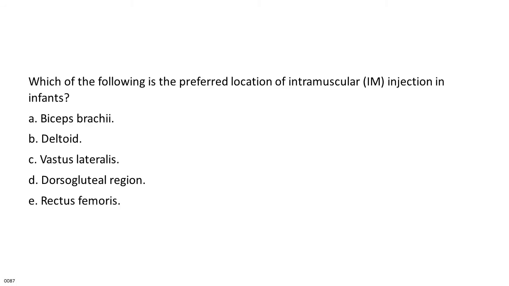Which of the following is the preferred location of intramuscular IM injection in infants? A. Biceps brachii. B. Deltoid. C. Vastus lateralis. D. Dorsogluteal region. E. Rectus femoris.